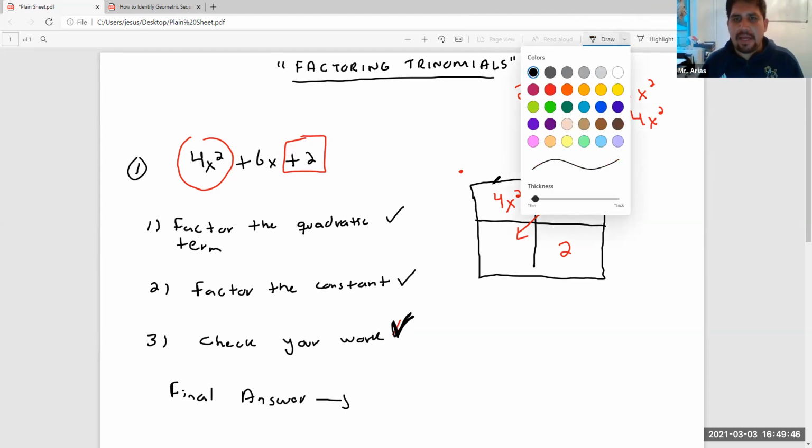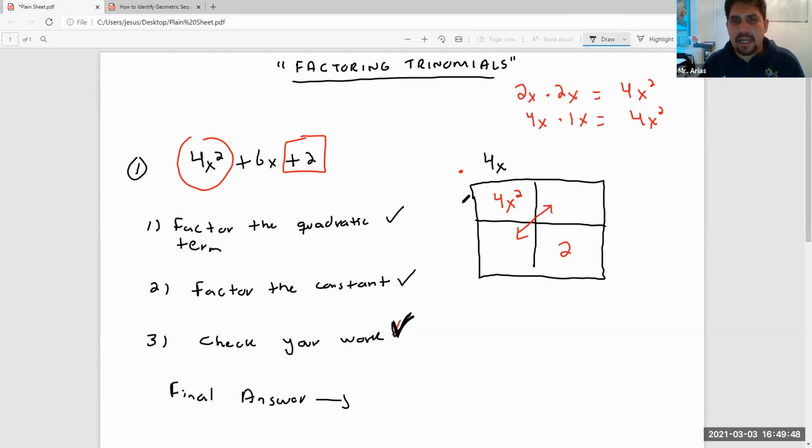Okay, so I'm going to place my 4x across the base and my 1x across the height. If you check it, multiplying 4x times x produces 4x to the power of 2. So check mark, that's good. And now we just have to find the factors of 2, which we found in the previous example. They are pretty simple: just 1 times 2. So we have step 1 and step 2 out of the way. Now all we have to do is fill out the table and then check our work.